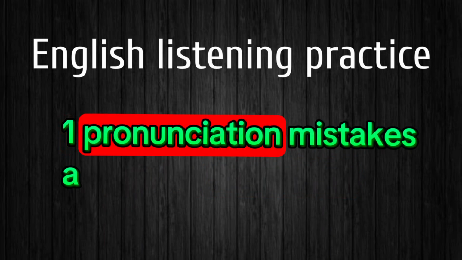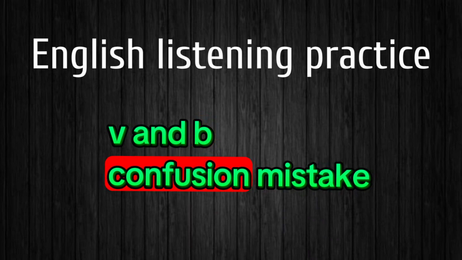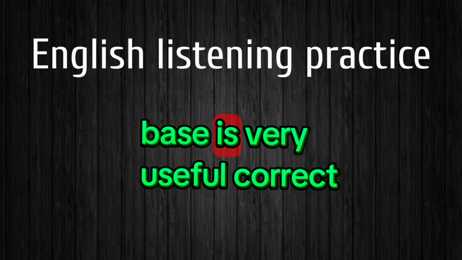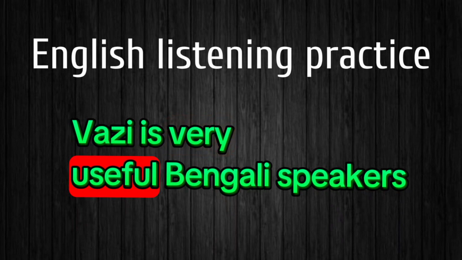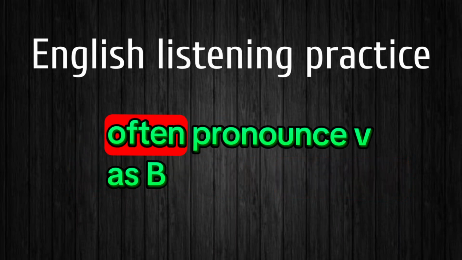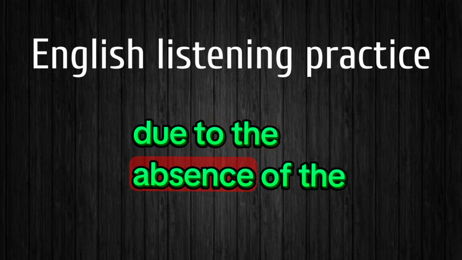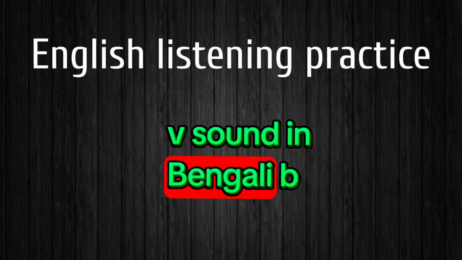1. Pronunciation mistakes. A. V and B confusion. Mistake: Base is very useful. Correct: Vazi is very useful. Bengali speakers often pronounce V as B due to the absence of the V sound in Bengali.